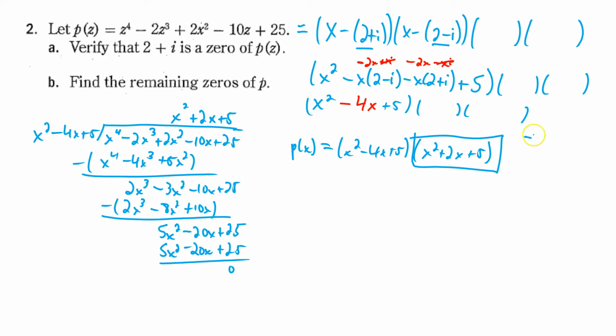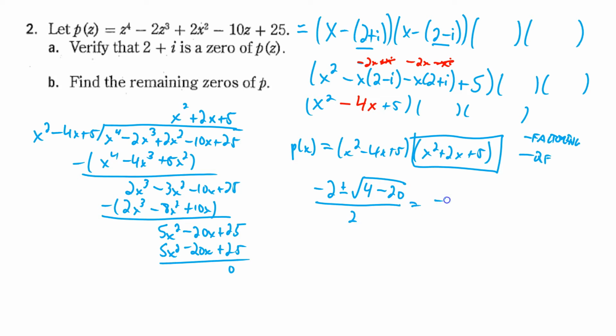We have a quadratic. We could find zeros by factoring or by using the quadratic formula. And unfortunately, in this case, we can't factor, so we have to use the quadratic formula. So we have a, b, and c here: 1, 2, and 5. So I'll do negative b plus or minus the square root of b squared minus 4ac, which is 20, all over 2 times a, which is 2.